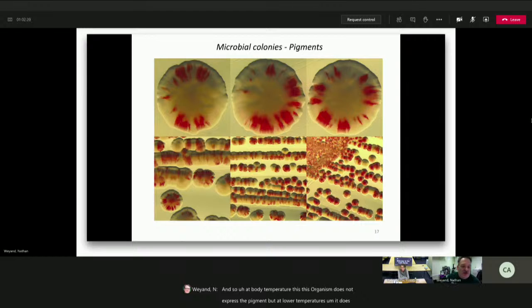And so we're looking at three colonies at the top. They kind of look like peppermint candies to me. And we're looking at a streak plate, the three images on the bottom, just to show you some of the crowding and some of the variation that occurs. Some of the colonies in this streak don't have any pigment and some do.